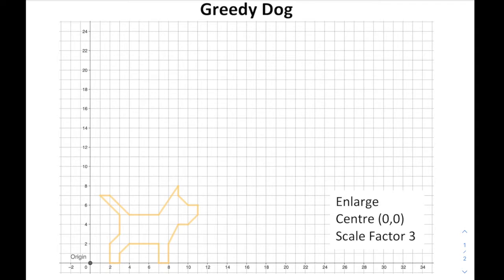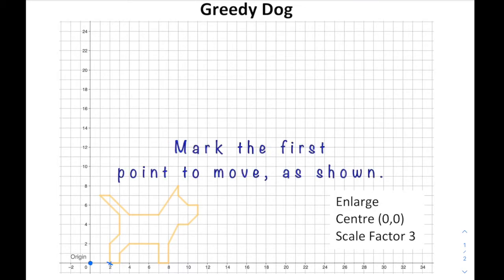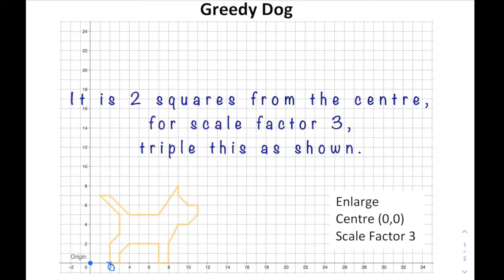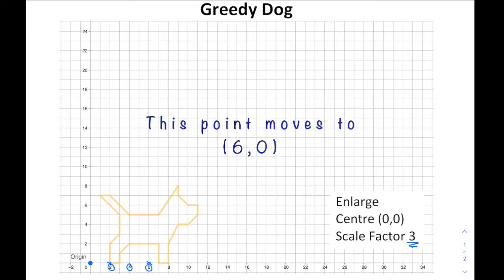Start by marking the center, which is 0, 0 being the origin here. Then mark the first point that you're going to move, which I'm going to use the back paw to start with. And this is scale factor 3, as the first point is 2 squares away from the origin. 2 times 3 is 6, so it will move to 6.